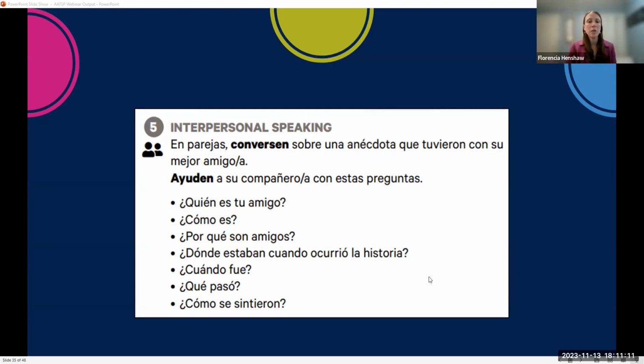So it says, in pairs, talk about an anecdote that you had with your best friend. And it says, help your classmate with these questions. Who's your friend? What is he or she like? Why are you friends? I don't know why it says that, but that's one of the questions. Where were you when the story happened? When was it? What happened? How did you feel? Now, what is the interaction going to look like?